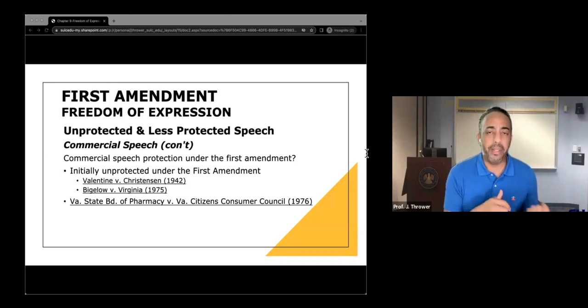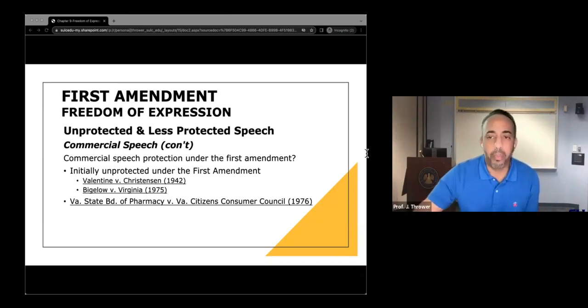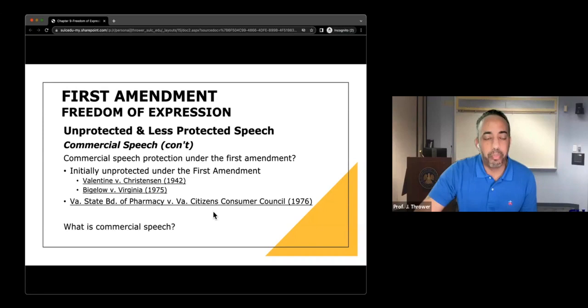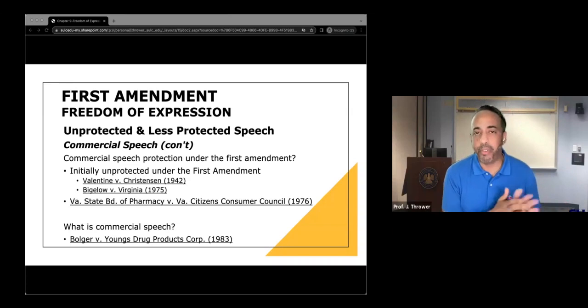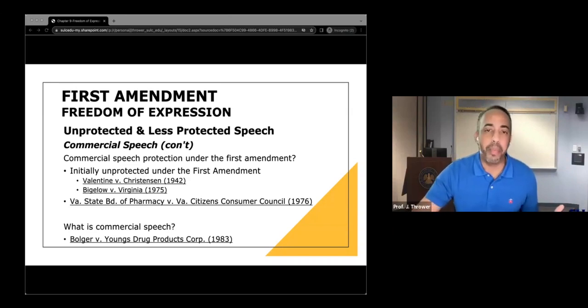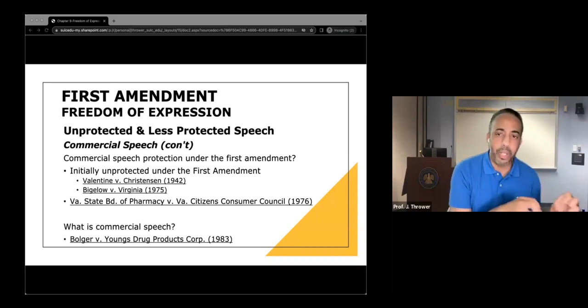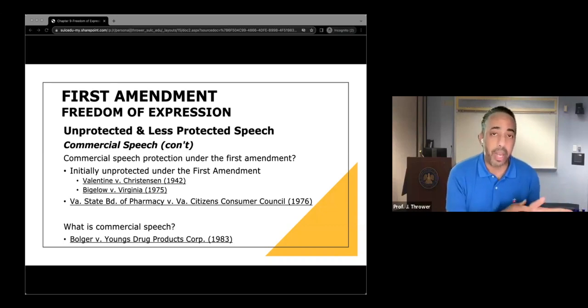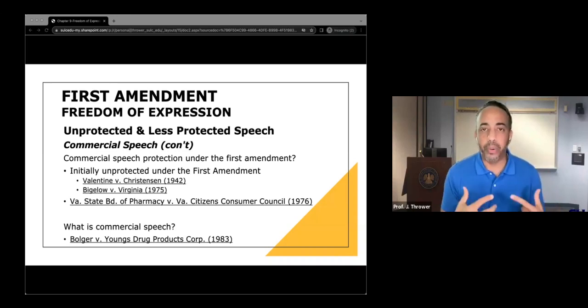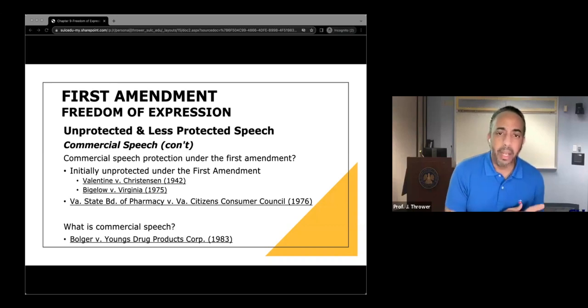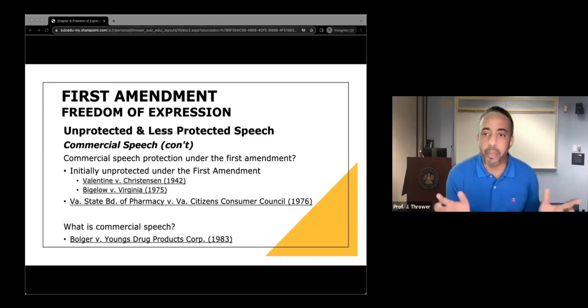However, the 1983 case of Bolger versus Young Drug Products directly addressed the question of what is commercial speech, right? In that case, Bolger involved pamphlets that had been distributed by a condom manufacturer, and these pamphlets discussed condoms generally, but also discussed other products that had been manufactured by the company. In arriving at an opinion, the court had first to determine what kind of speech the pamphlets were before determining what degree of protection the speech had under the Constitution.